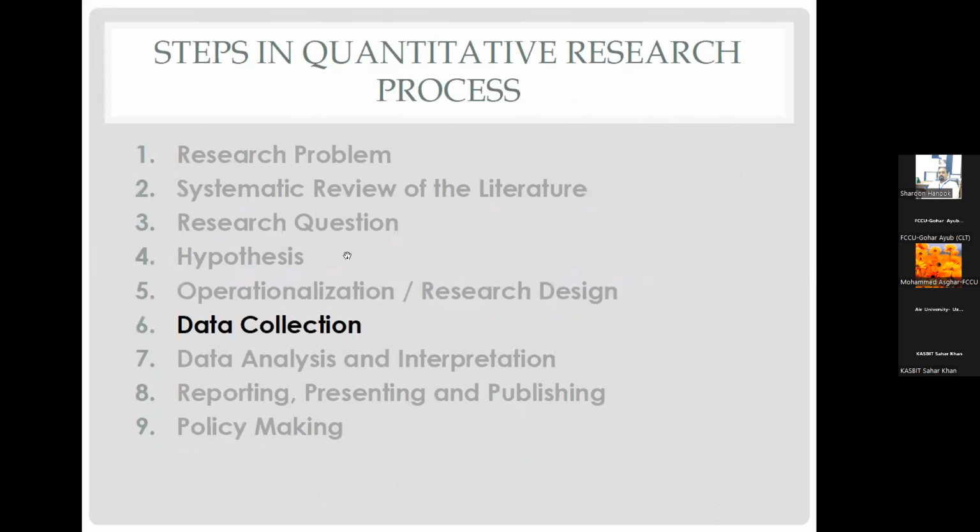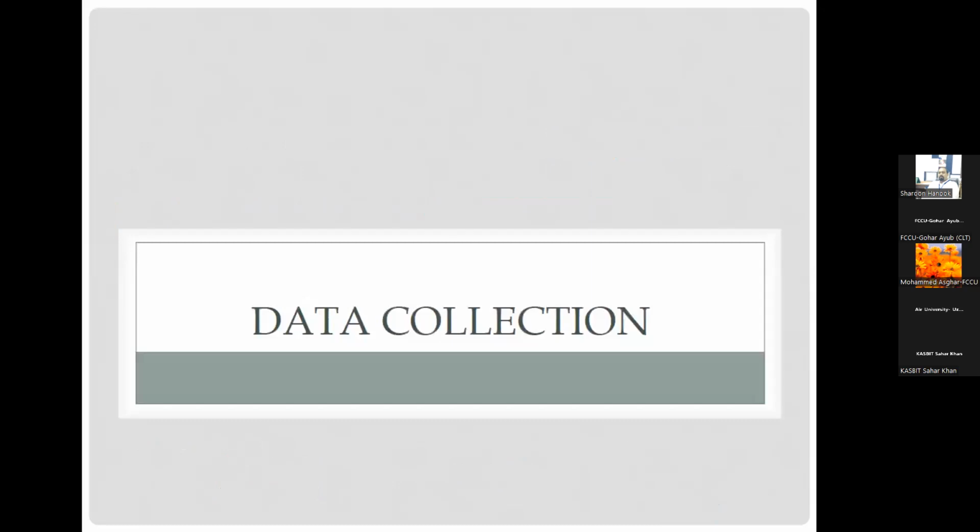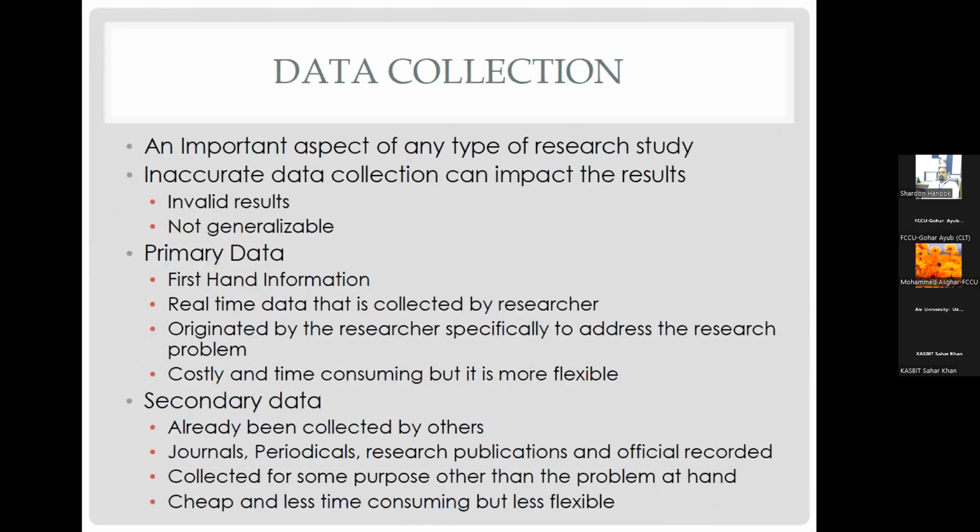Once you have determined our sample size, we go to the data collection, and it is one of the very important aspects in quantitative research, because if your data is incorrect, it will lead to invalid results, and your results are non-generalizable. It's mostly done for the primary data. The primary data is the first-hand information that is directly collected by the researcher from the respondent, and it's originated by the researcher, especially to address the research problem. It's costly, time-consuming, but it is more flexible.